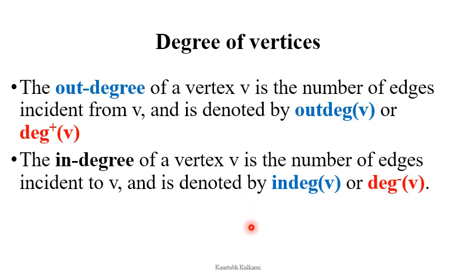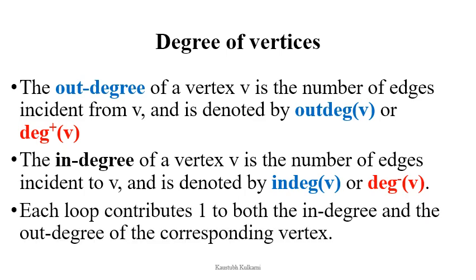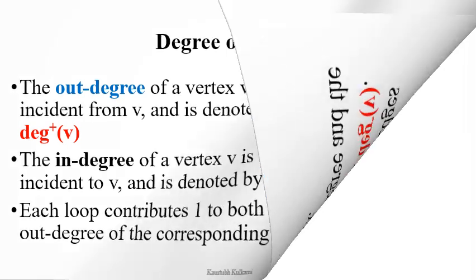And if you count the edges which are coming towards V, that count will be called the in degree of that vertex, or degree minus. Each loop contributes 1 to both the in degree and out degree count. I think it is obvious because it is both outgoing as well as incoming towards the vertex.